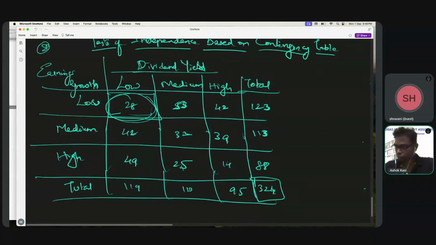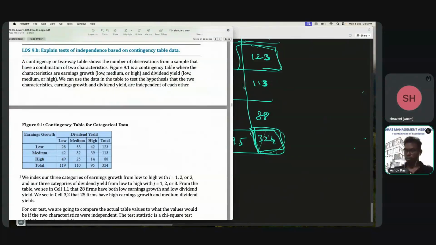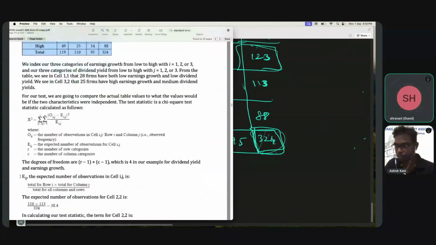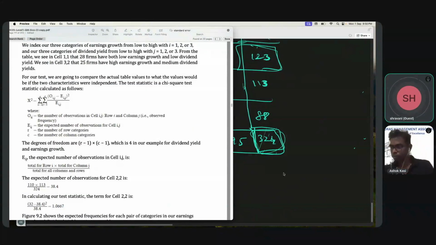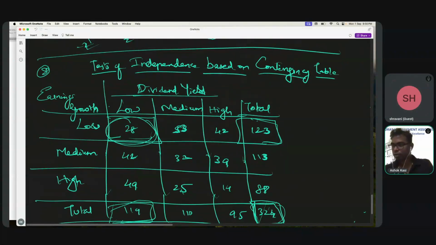Okay, so this is the total. So this is row wise total and this is column wise total. Both the sides, if you add, it will come to 324. Okay. So now we want to know whether they are dependent or not. This is the question. Okay, so how do I do?